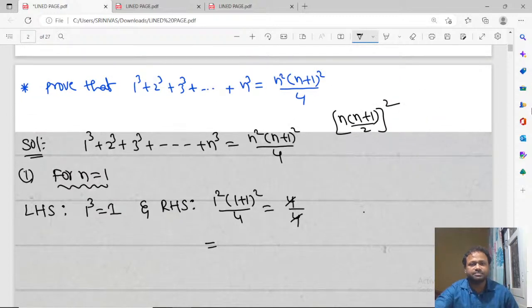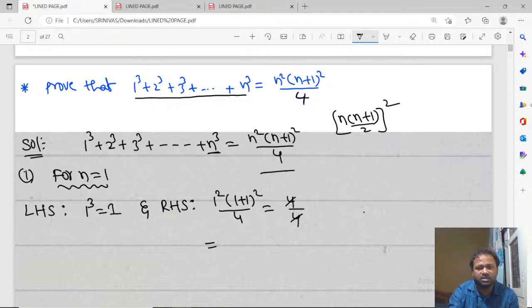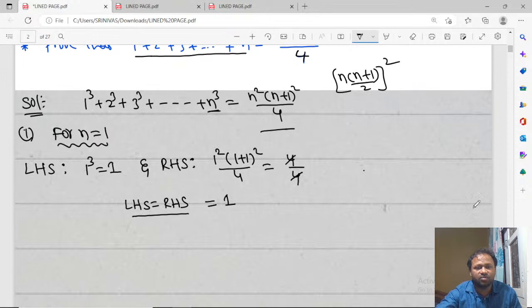What is that? So, 1 cube plus 2 cube plus 3 cube and so on up to n cube is equal to n square into n plus 1 whole square divided by 4. Okay, so for this LHS, 1 cube is equal to 1. For RHS, I substituted n equals 1 and I got 1. So LHS is equal to RHS, which means it is true for n is equal to 1.